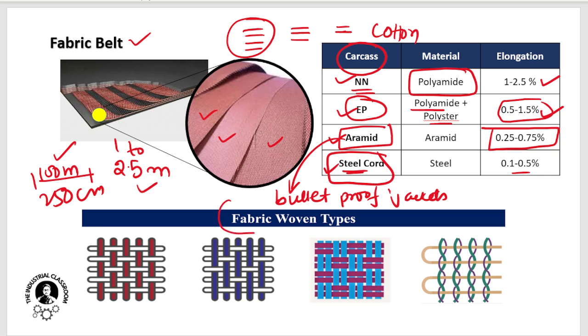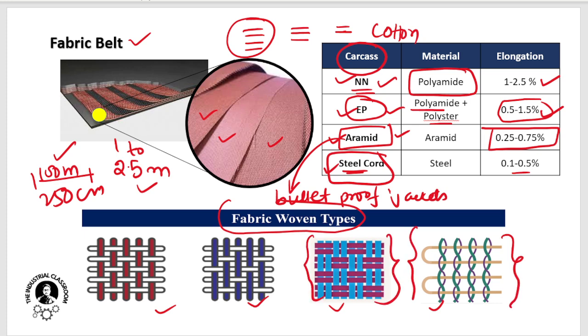Now, the fabric weave. See, these are all fabrics. NN, EP, aramid, these are all fabrics, and they are woven in different types, like the basket type, and so on. These are just for your information, that there are various types of weaves. We can say they are used to make a difference in the load carrying capacity.